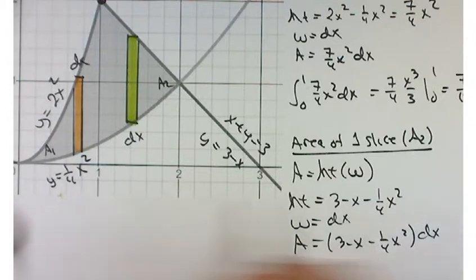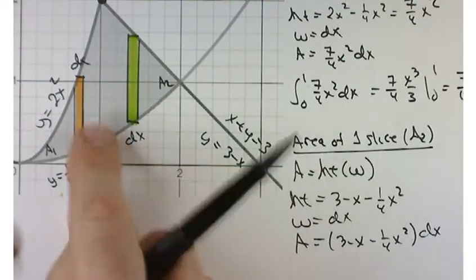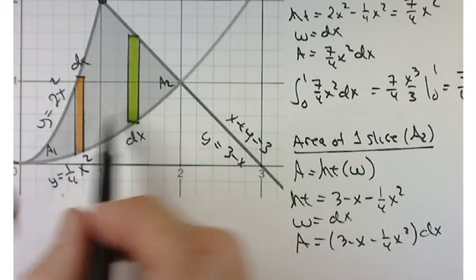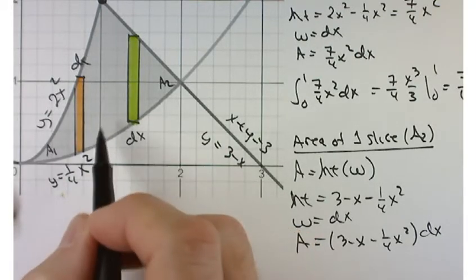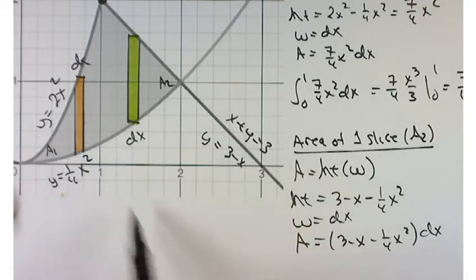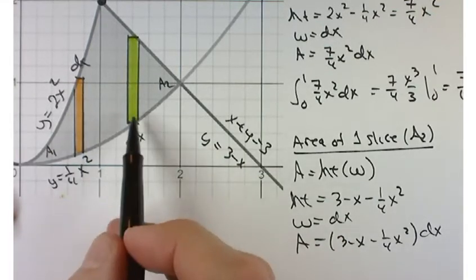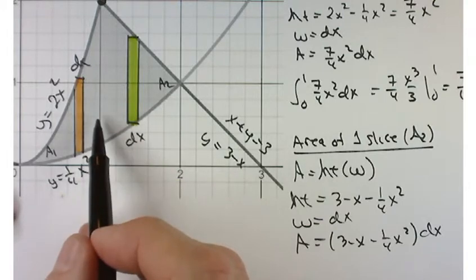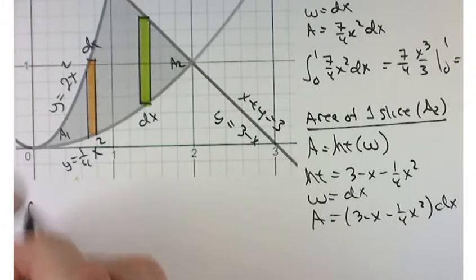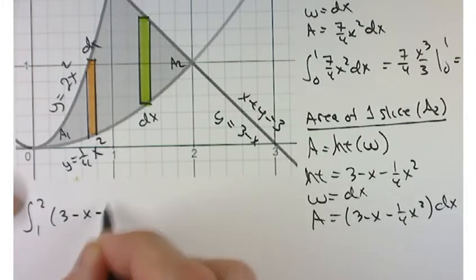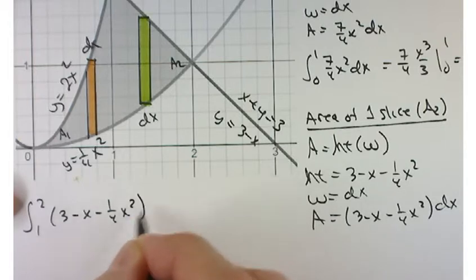Let's keep going. To find this area, I need not just the area of that one rectangle, but the area of all such rectangles. And those go between 1 and what else? Yeah, between 1 and 2. This slice in this region, A2, can happen anywhere between 1 and 2. So the integral from 1 to 2 of 3 minus x minus 1 quarter x squared dx.